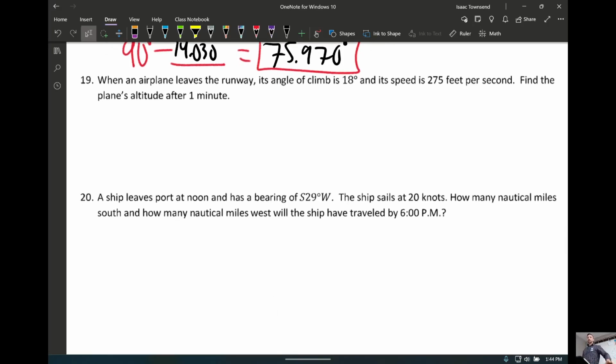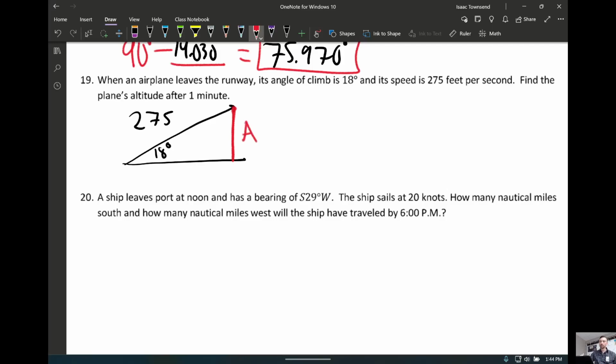Okay, so there's one big thing with 19, and this is going to come up in the very next question as well. When you start to set up your picture here, you've got a runway, you've got an airplane taking off at an 18-degree climb. His speed is 275 feet per second, and then they want you to find the plane's altitude, which would be how far away it is from the ground. So there's the right triangle. And they want you to find that after 1 minute.